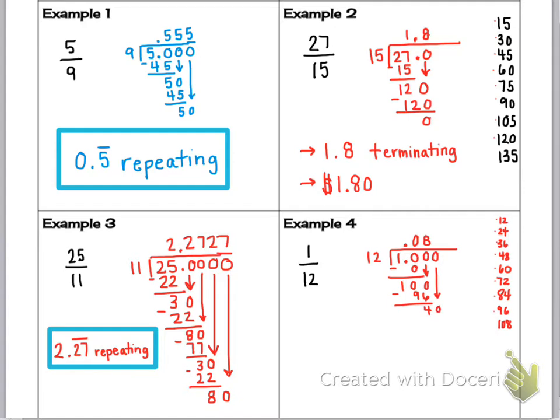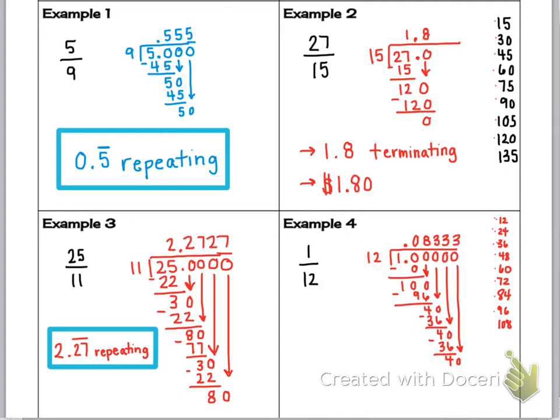12 goes into 40 3 times. That's 36. Subtract, I get 4. Bring down another 0. 12 goes into 40 3 times. 36. Commit to the problem. Make sure you go until you truly see the pattern. 12 goes into 40 3 times. All right, so it is repeating.